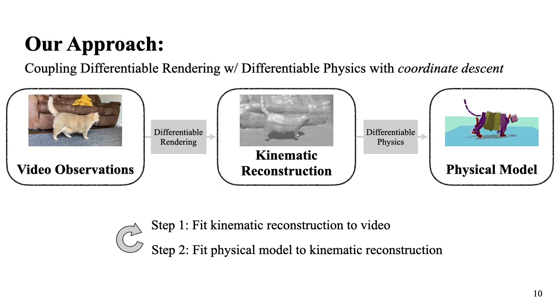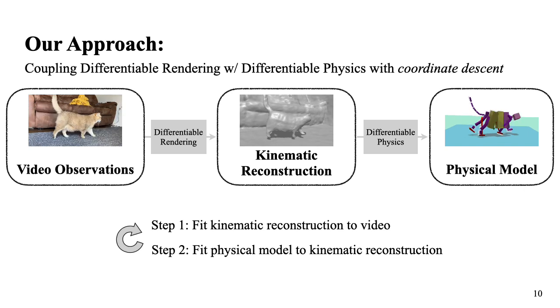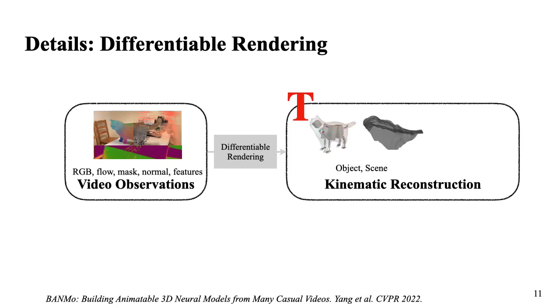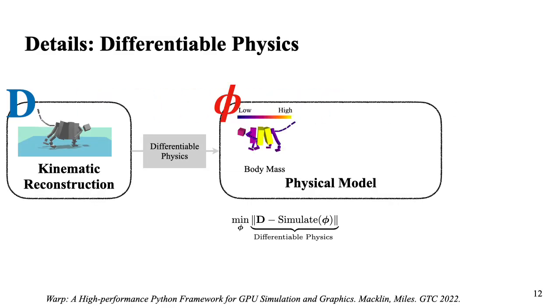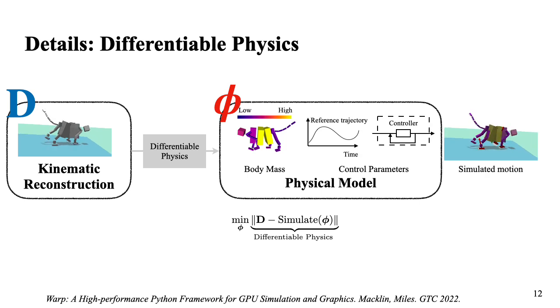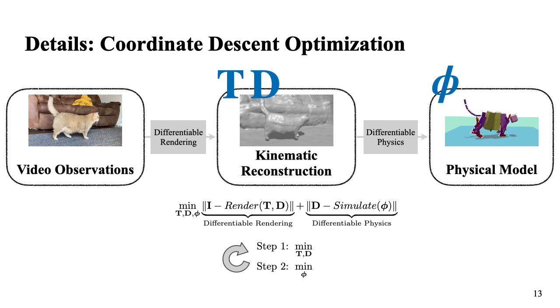To deal with this problem, we solve it with coordinate descent optimization, which alternates between solving kinematic reconstructions and fitting a physical model. The kinematic reconstructions include the rest appearance of objects and scenes, as well as kinematic parameters. Given input videos and their extracted features, we use differentiable rendering to minimize the difference between the synthesized images and the observed images. The physical model includes the body mass distribution and control torques. We use differentiable physics to minimize the difference between simulated motion and the kinematic targets.